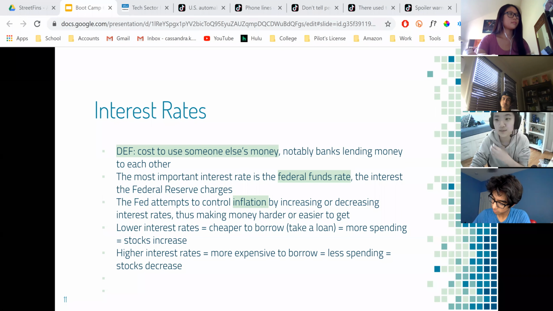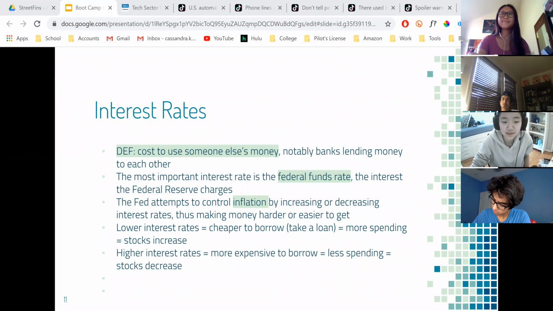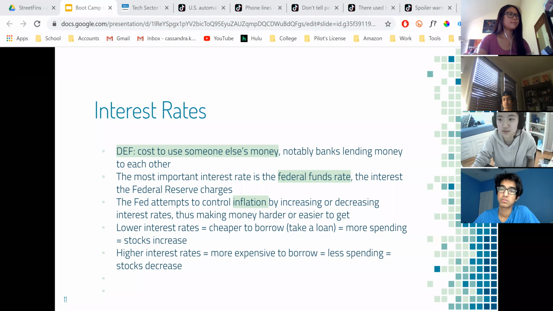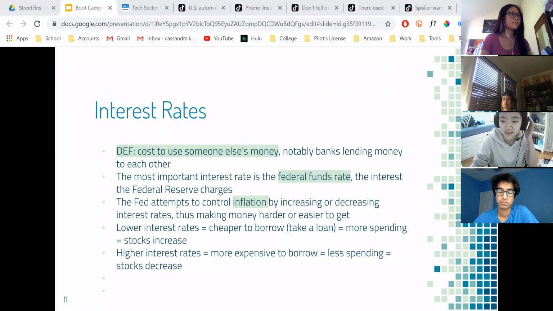So, question for the audience. Because of coronavirus, do you think the Fed increased or decreased interest rates? And as a hint, increasing rates makes money harder to get, and decreasing rates makes it easier to get. Yeah, so everyone's saying decrease in the chat. So there's less spending because businesses are shut down, people stay at home. So the Fed would lower interest rates to encourage people to take out loans.